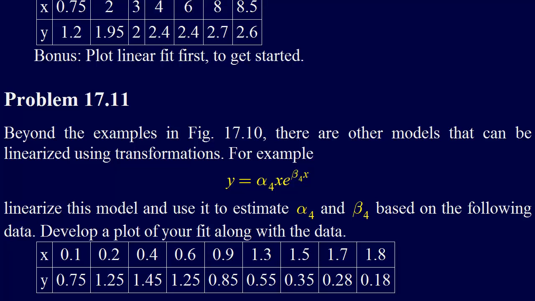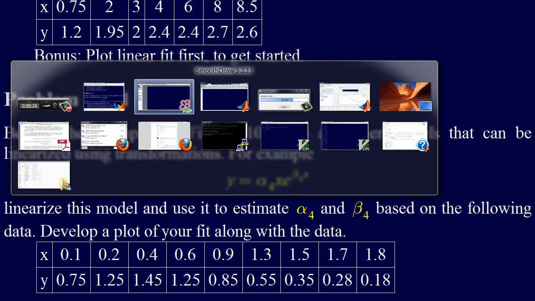So we have y equals a, I'll just call it y equals ax e to the bx. Okay, so let's work it out by hand, do it the hard way. y equals ax e to the bx. Well, the first thing we have to do is linearize this.